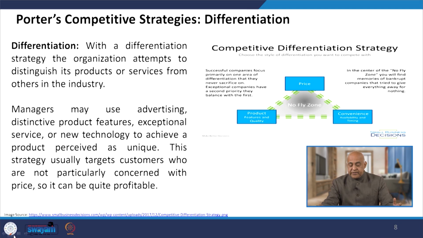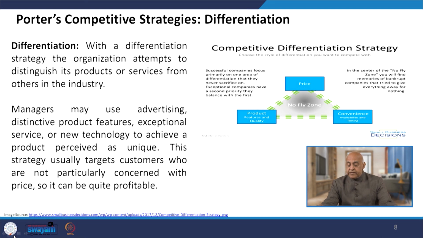So the competitive differentiation strategies are price, product, or convenience. Successful companies focus primarily on the one area of differentiation that they never sacrifice on. Exceptional companies have a second priority, which they balance with the first one. So every organization makes its focus price, or the quality of the product, or convenience, or what we can say services.